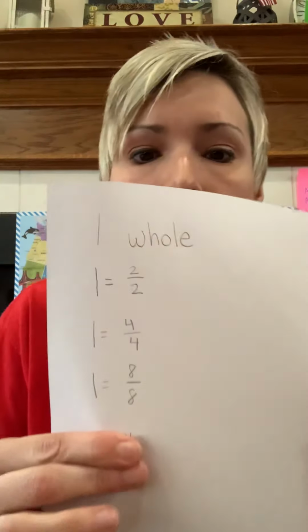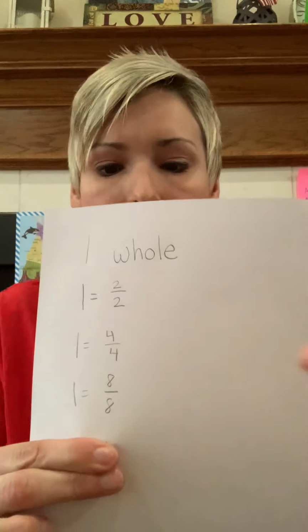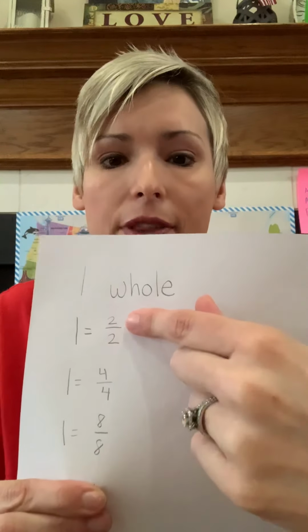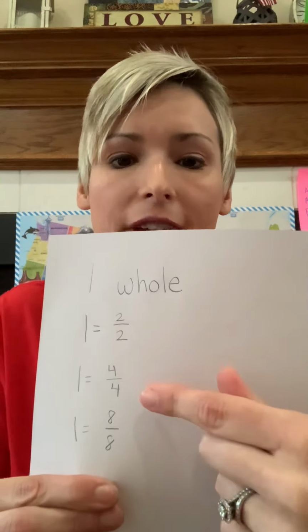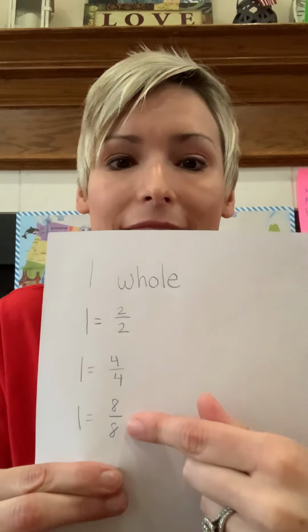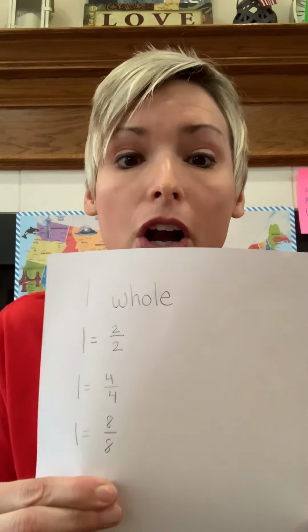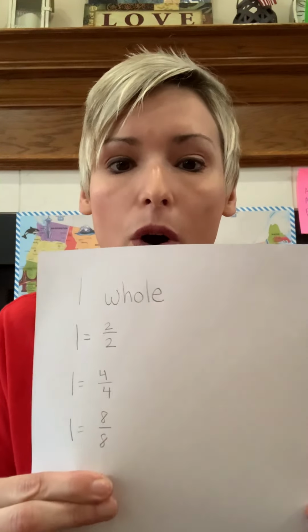So really quickly, I just wrote this down for you and I wanted to show you how it looks. So we have 1 whole, that's what we started with. We divided it into 2 equal pieces, so that gave us 2 halves. We divided it into 4 equal pieces, that gave us 4 fourths. And we divided it into 8 equal pieces, and that's 8 eighths. And all of those are equal to 1 whole.